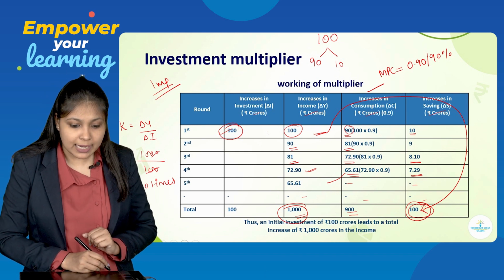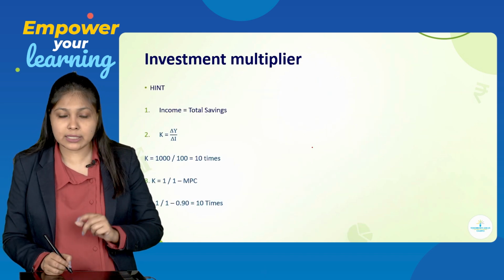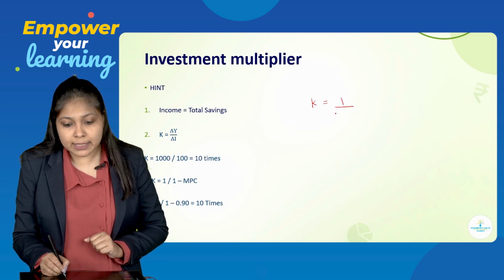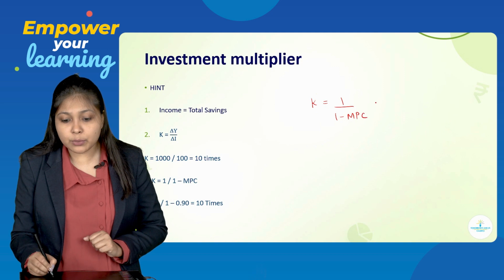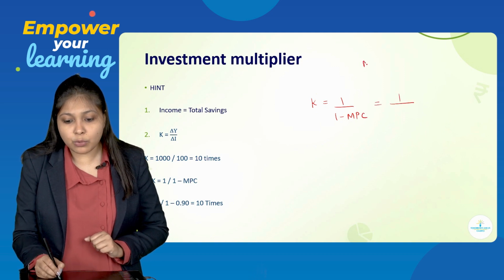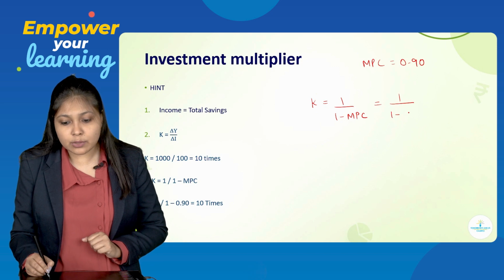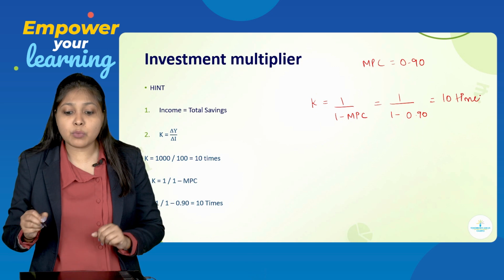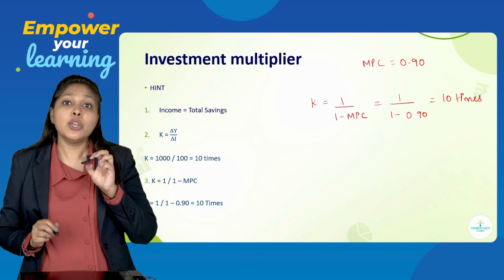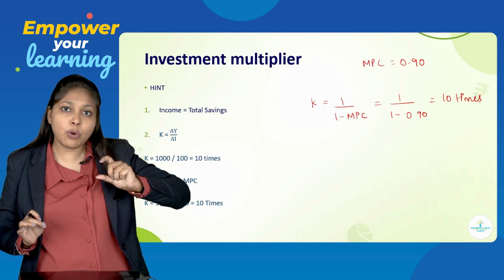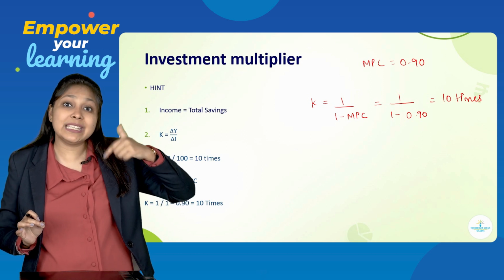So again, for that you have the third formula, the third thing you will be using. K is equal to 1 upon 1 minus MPC. I already told you that we are going to assume the value of MPC as 0.90. So 1 upon 1 minus 0.90, you get 10 times. That means whatever table you are making, you have to make sure that at the end, the value of income generated should be 10 times.